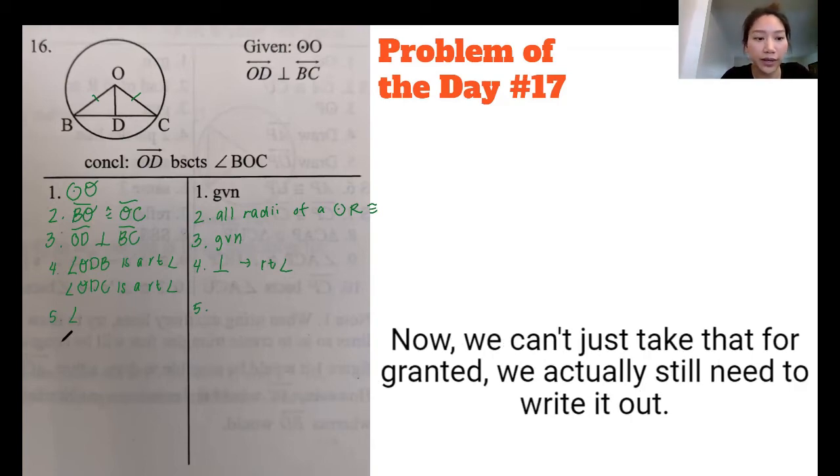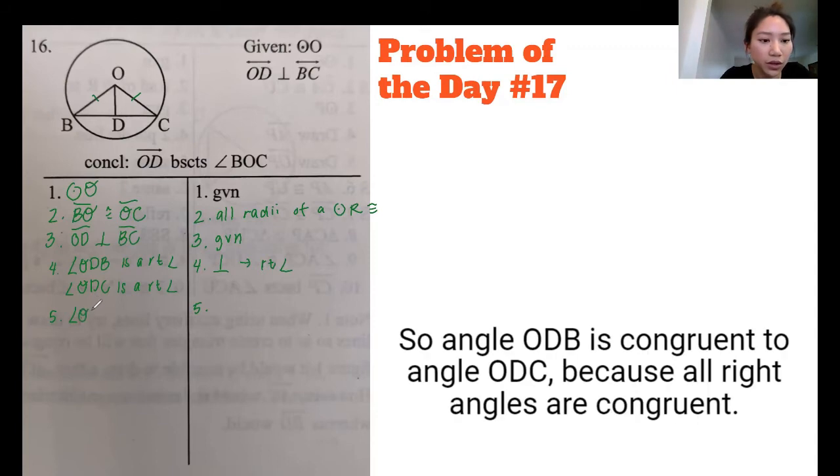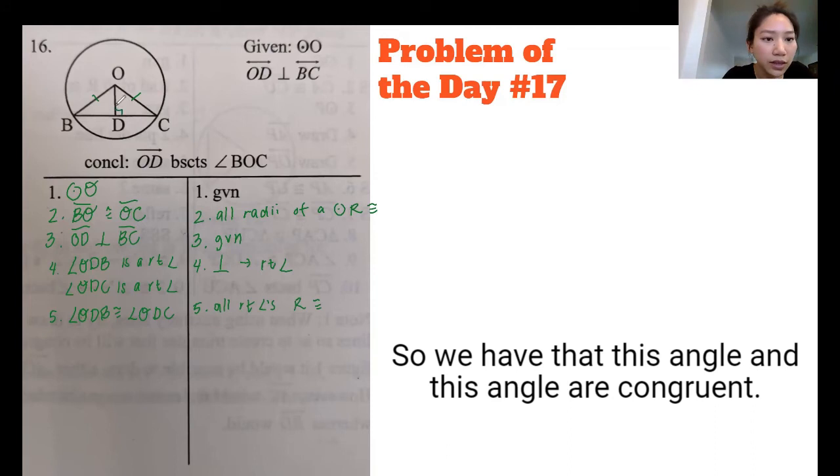We actually still need to write it out. We need to actually write that as a step. So angle ODB is congruent to angle ODC because all right angles are congruent. Okay, so we have that this angle and this angle are congruent.